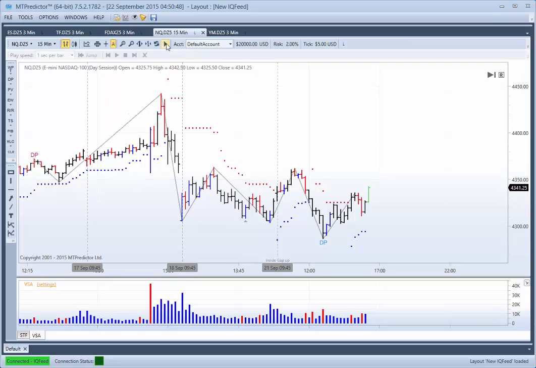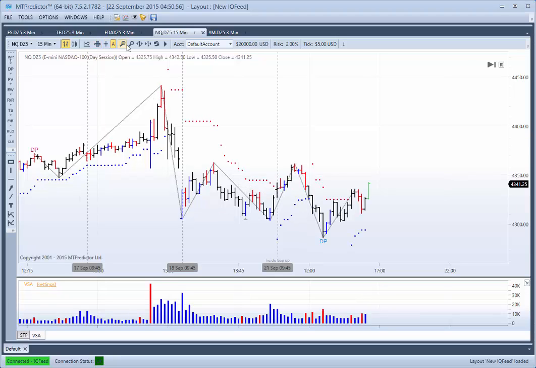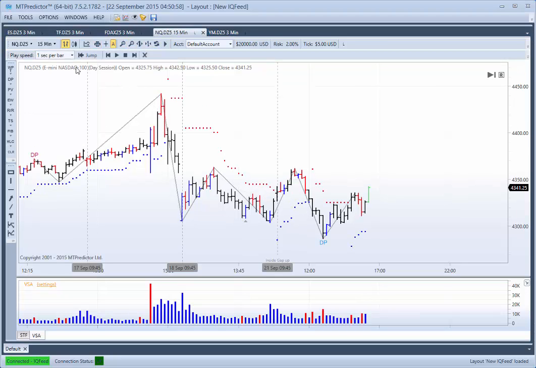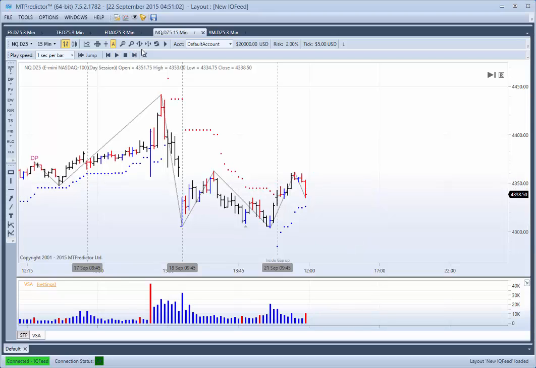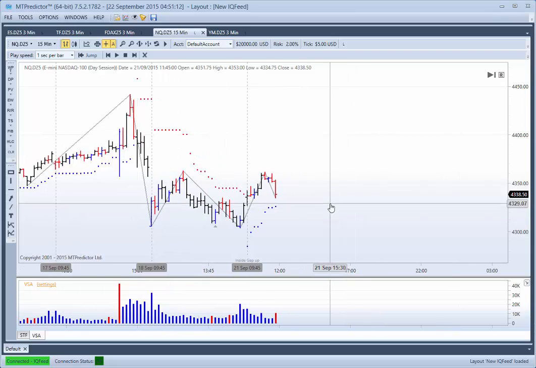So what I'll do is I'll just use our training mode here to jump back to, perhaps I can do it even earlier than that to show you. Perhaps I'll jump back to just after this high had been formed. So back here, which was at around 11:30, 11:45 yesterday, which was 21st September. Just to show you how early you can have these on the chart.